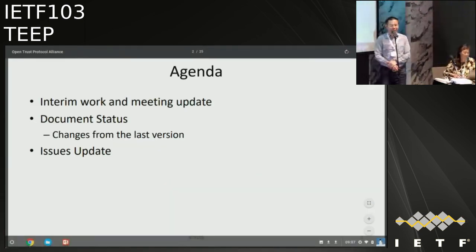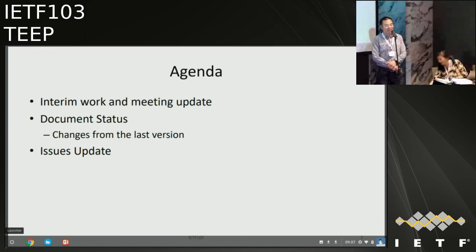Okay, cool. So the agenda has three areas we'll talk about. First, a quick update on interim work and the interim sessions we have had in the last few months. Then a quick update on the document. Then we spend most of the time on the issues we tracked and the progress we made. The time depends on discussion, where chairs make it flexible, 30 to 90 minutes.